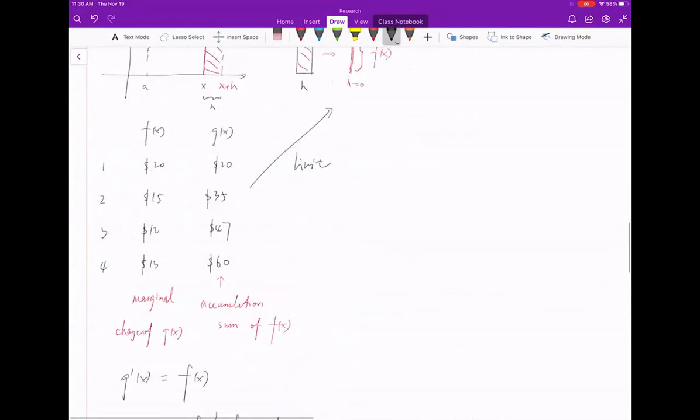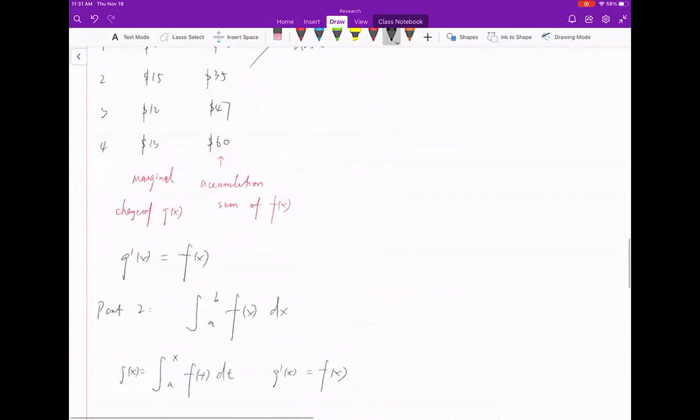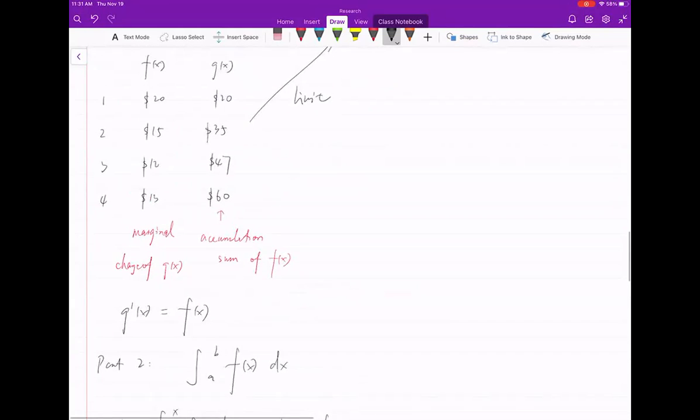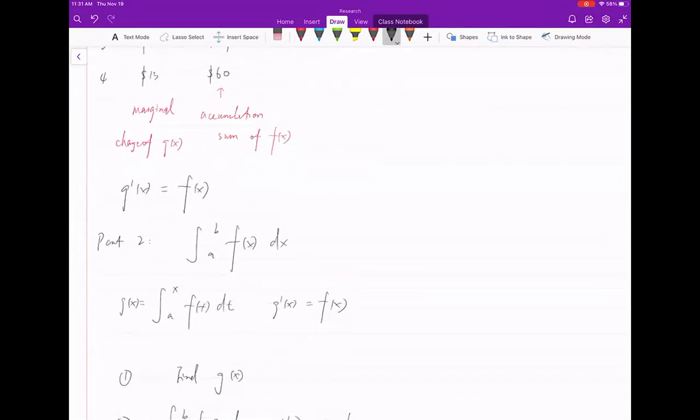Number one, you design an accumulation function. You let the final point vary, right? It can go all the way to A, all the way to wherever you want. Then you show that actually this G of x satisfies G prime x equals F of x. Second, if you want to find this, you just need to make sure the x becomes B. That means your end is at B. Okay? That's easy.